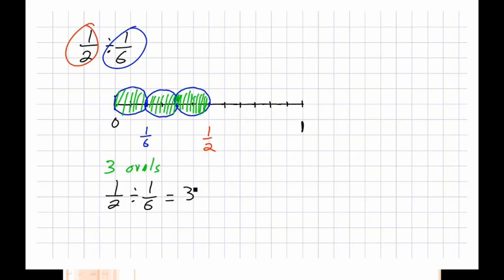Well, let's do it mathematically to see what happens. 1/2 times, we take the second fraction, flip it over, 6/1. That's 6/2. But when we simplify 6/2, 6 divided by 2, that's 3. So that verifies it. Let's look at another example.